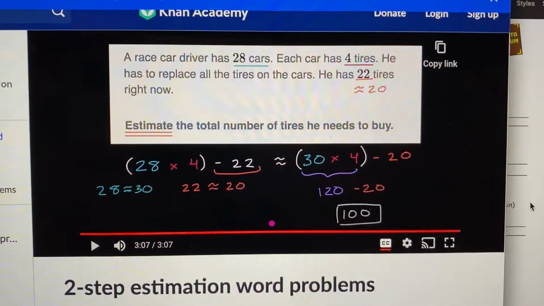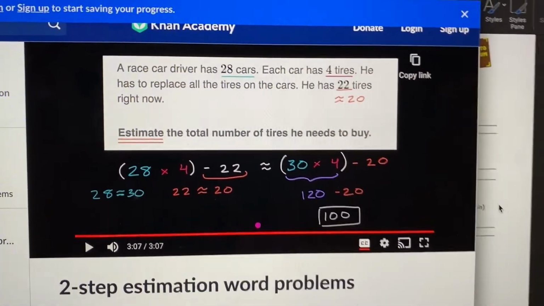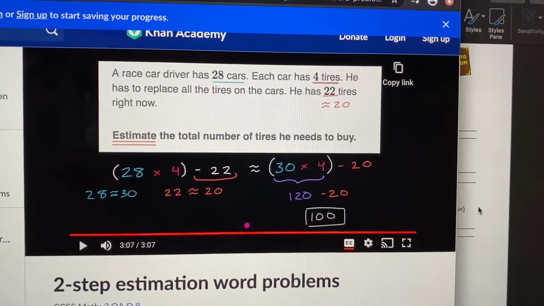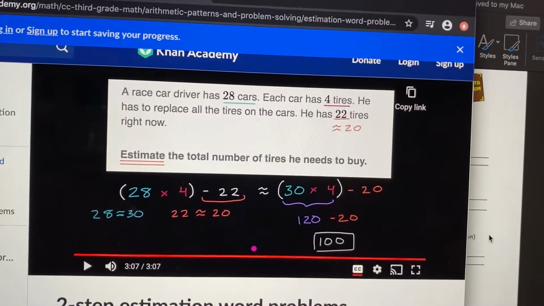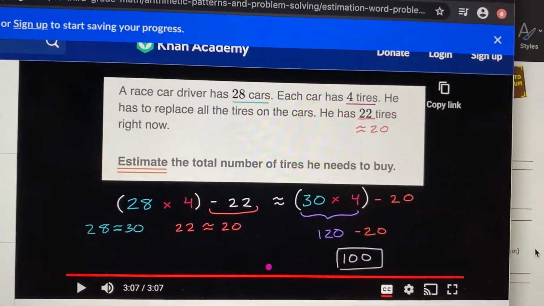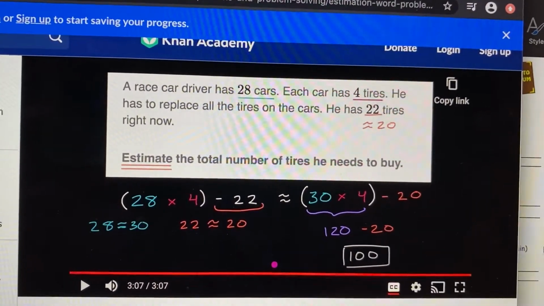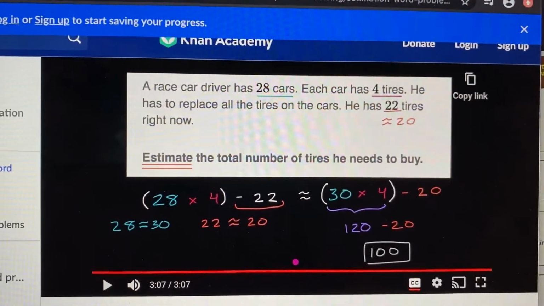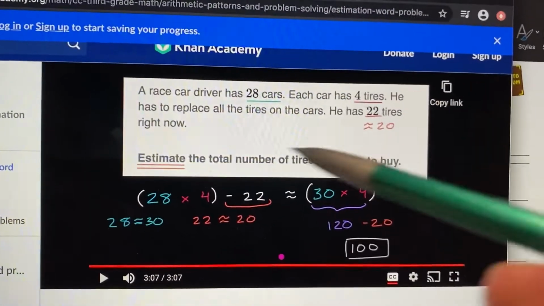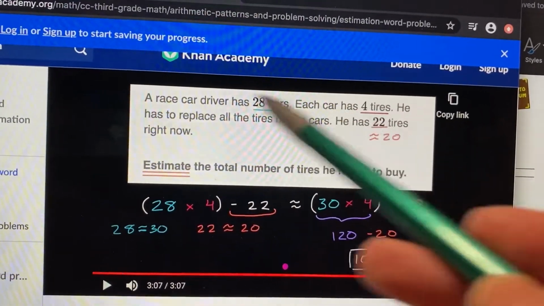The key word here is estimate, okay? Again, to guess. We're guessing. We don't really need the answer to it, okay? We don't need the exact answer. We want to get a guess, an estimate. So in this video, he is teaching you guys how to round up these numbers to make it easier.